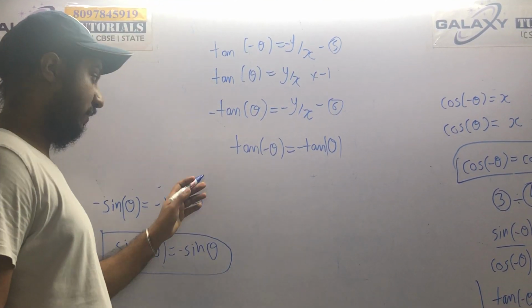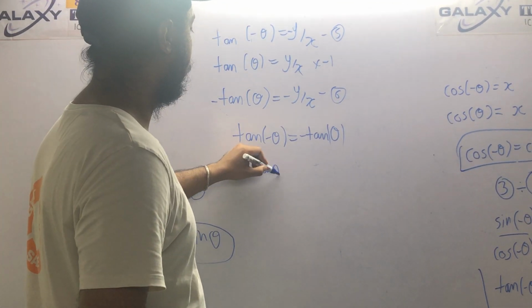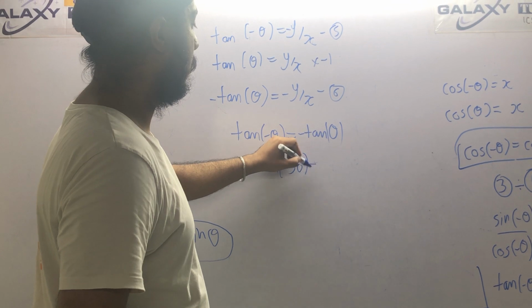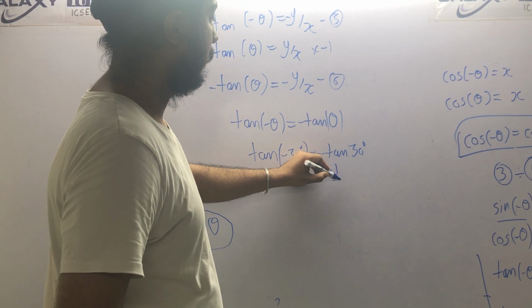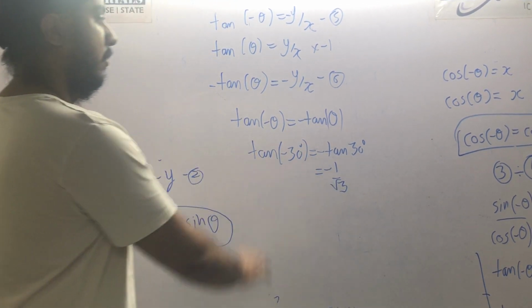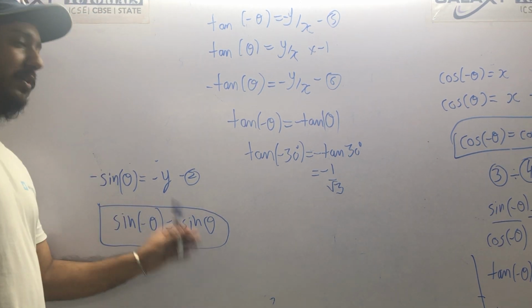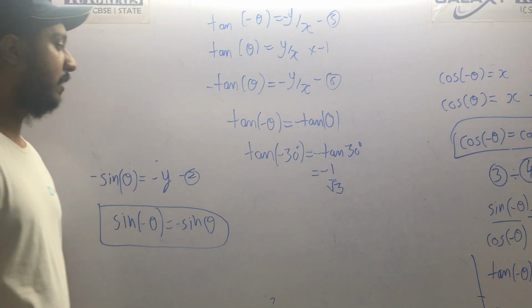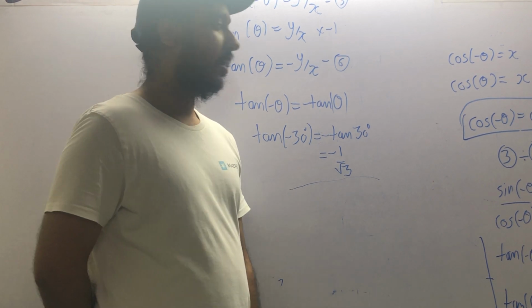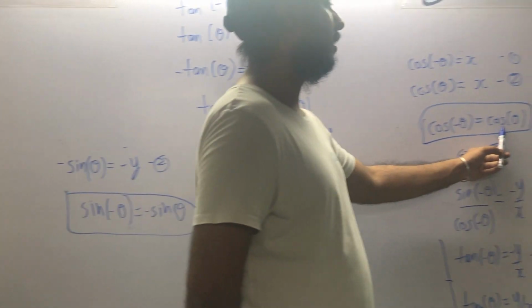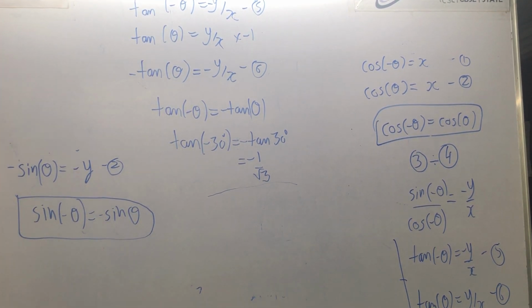So if there is a negative sign on the angle, the negative sign will come outside. For example, tan of minus 30 will be equal to how much? Minus tan 30. And what is the value of tan 30? 1 by root 3. So these are the three identities. First, sine of minus theta is always equal to minus sine theta. Second, tan of minus theta is equal to minus tan theta. And last, cos of minus theta is cos theta. I hope this is clear to you all.